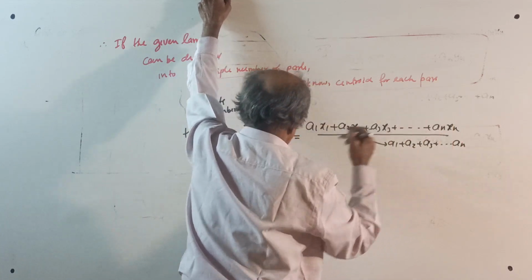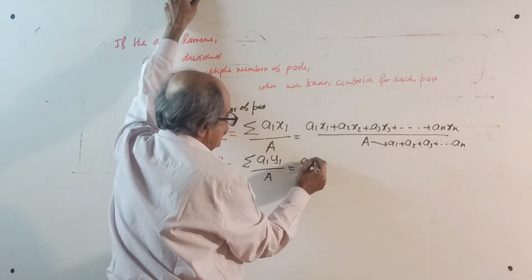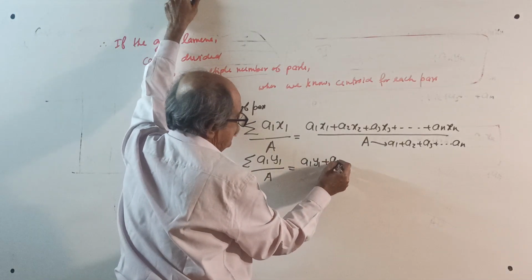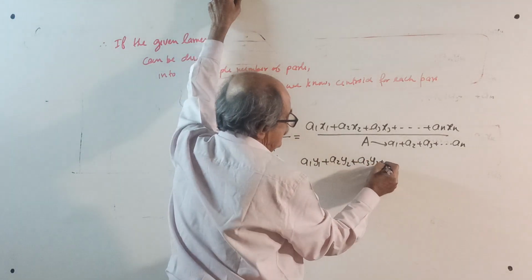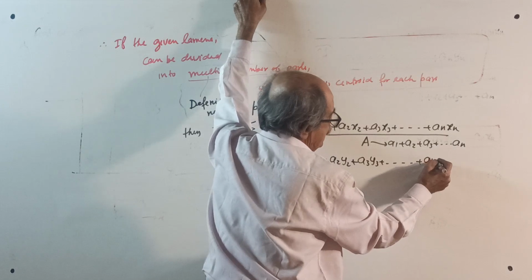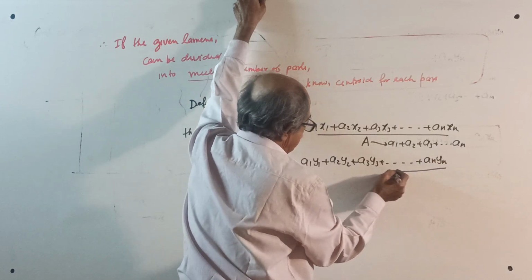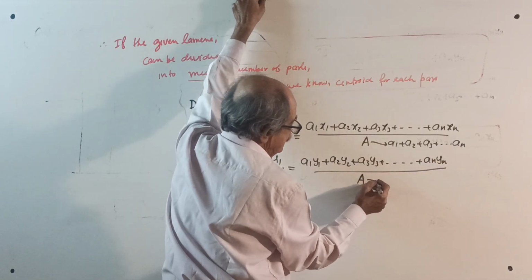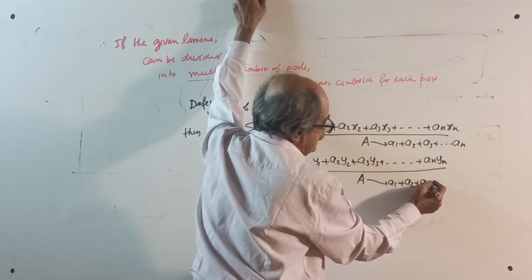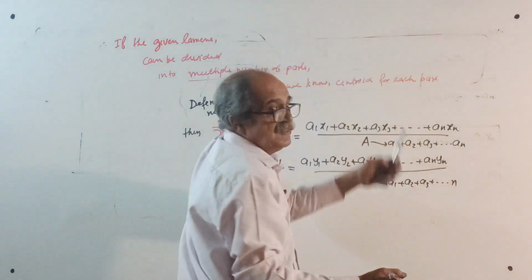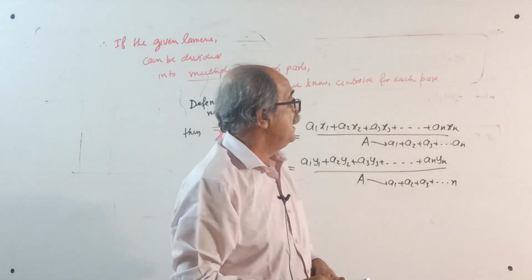Up to an. And y bar equal to a1y1 plus a2y2 plus a3y3 etc., up to an, divided by total area, that is a1 plus a2 plus a3 etc., up to n. In the end, I am giving a summary for you. That is the most important.